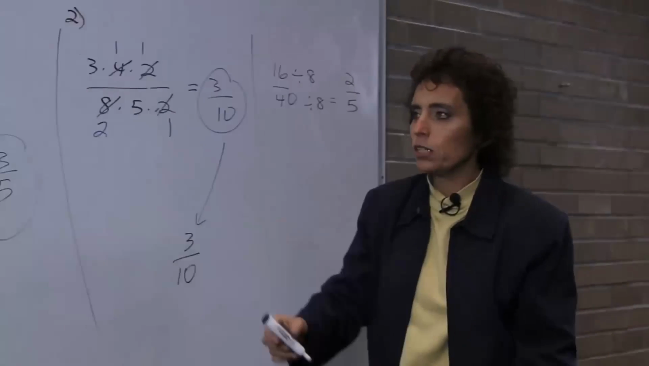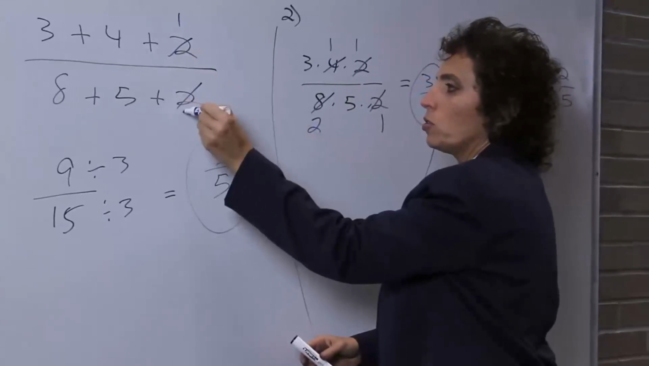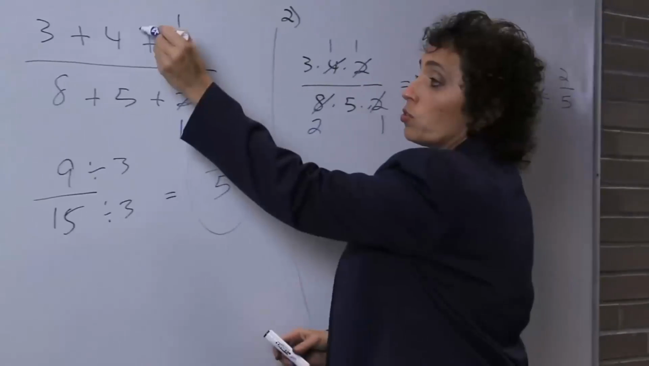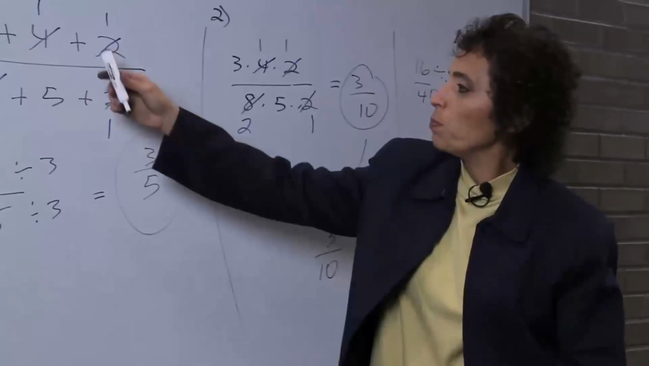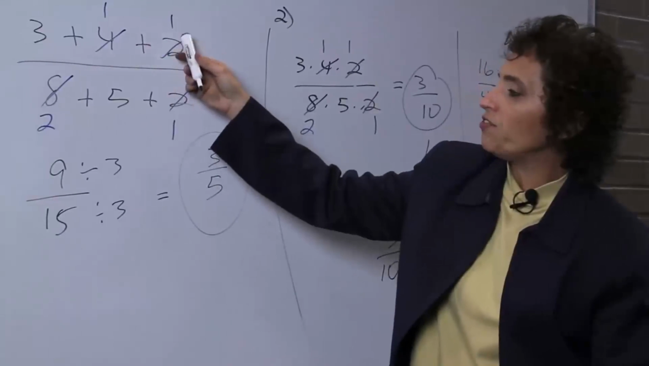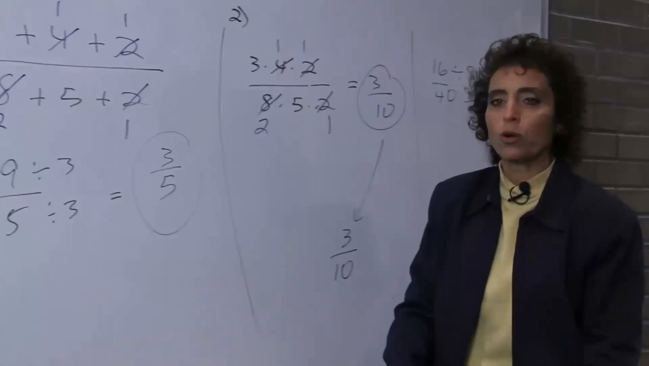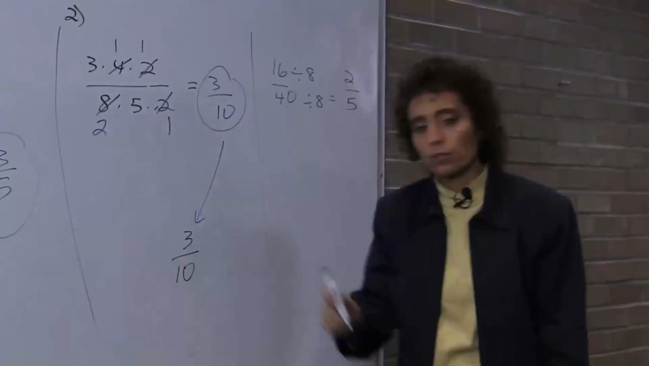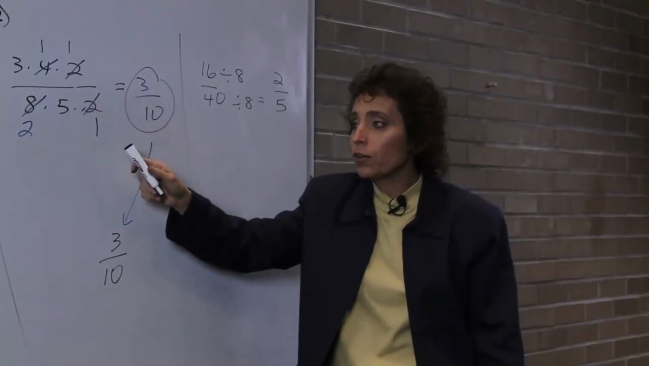Let's see if this will work here. Let me see. 2 goes into 2 once. 2 goes into 2 once. 4 goes into 4 once. 4 goes into 8 twice. That gives me 3 plus 1 plus 1, that's 5. 2 plus 5 is 7. That gives me 5/7. Oh, it doesn't work there. Only works here. This is called reducing. It's another way to reduce, okay?